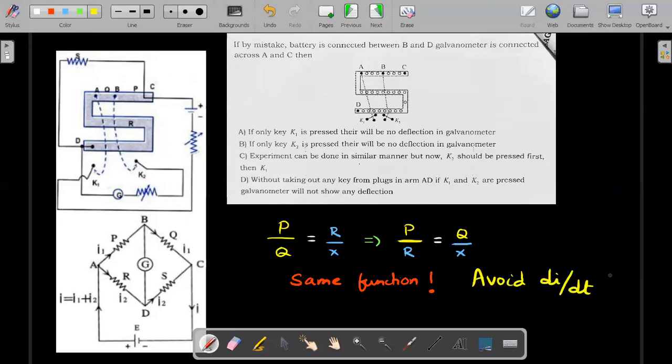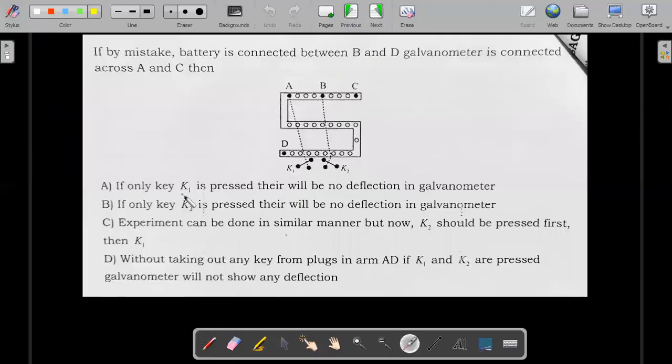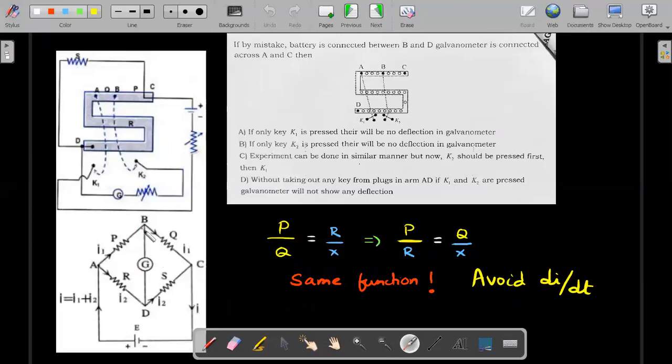So with that spirit, let's try to read the options again. If you press only one key, that means, let's say you connect galvanometer but you forget to connect battery, it's not a powered circuit, so galvanometer will not show any deflection. That's correct. If only key 2 is pressed, galvanometer is not part of the circuit and the cell is. Series parallel will continue, but galvanometer should not show any deflections. I think option A and B by basic Kirchhoff's law is correct. It's not part of the experiment, but it's just something that he's checking. Experiment can be done in similar manner, but now the reverse of the keys order should be followed to avoid di by dt. So C is also correct.